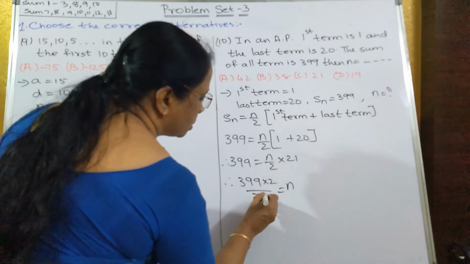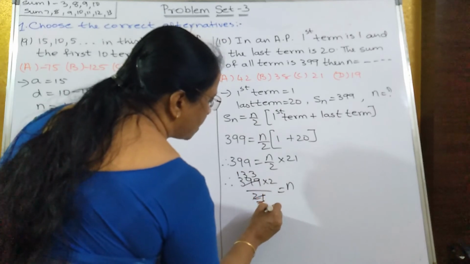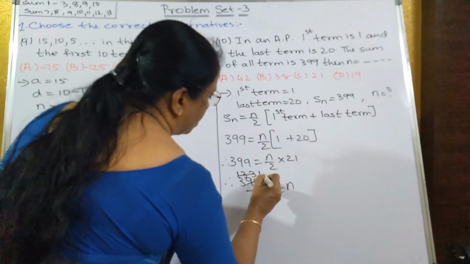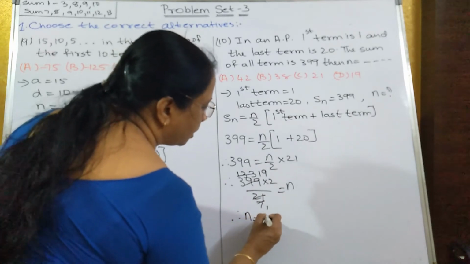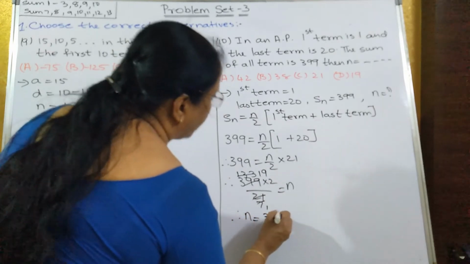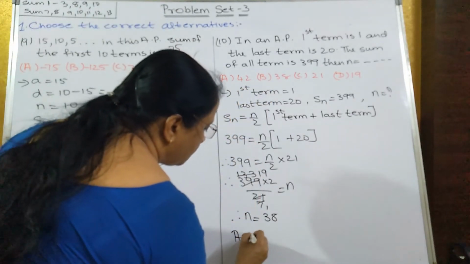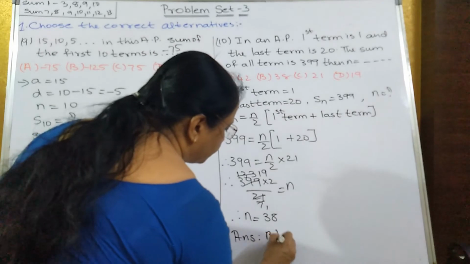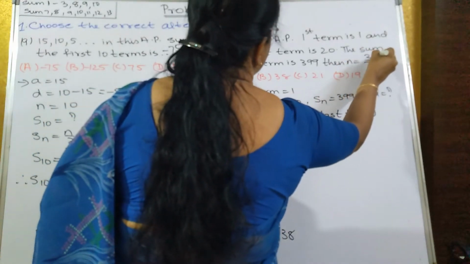It goes in 3's table, 3 7s are 133. It goes in 7's table, 19. Therefore n is equal to how much? 19 into 2, that is 38. So the correct option is what? B. So answer is B, that is 38. So then n is equal to how much? 38.